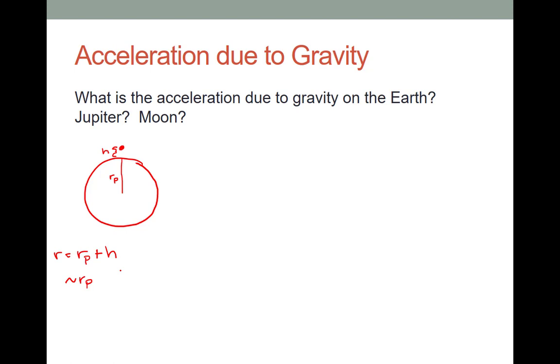And now if I draw the free body diagram of the ball, it's got one force on it. That force is the gravitational force. So F net equals MA. So the net force is caused by the gravitational force. That'll equal the mass times the acceleration because they're in the same direction. Ball's going to accelerate toward the center of the Earth. I can now plug in the universal formula for universal gravitation.